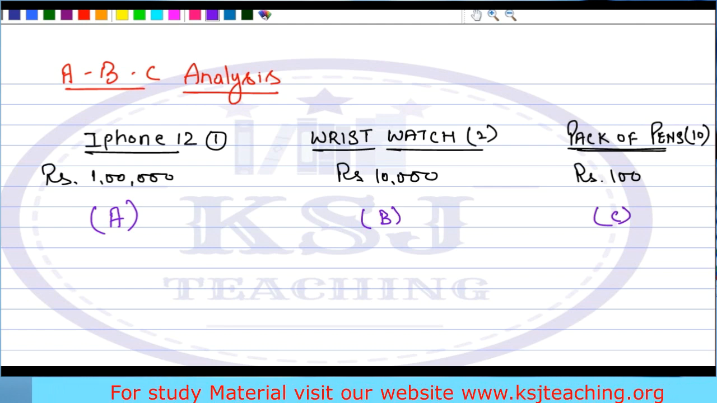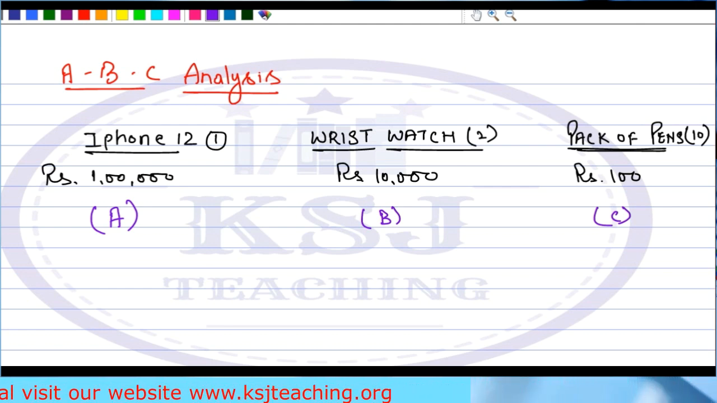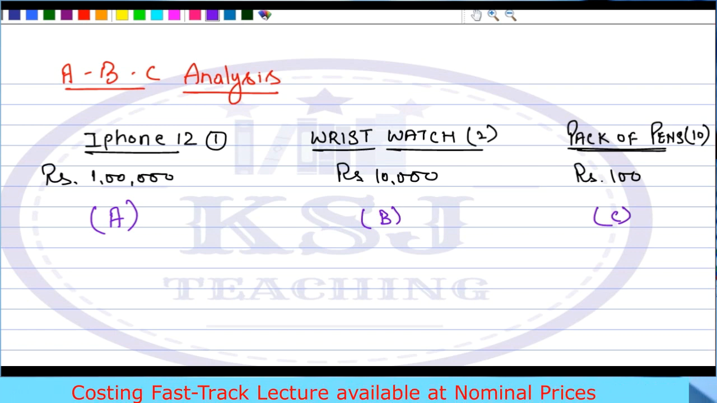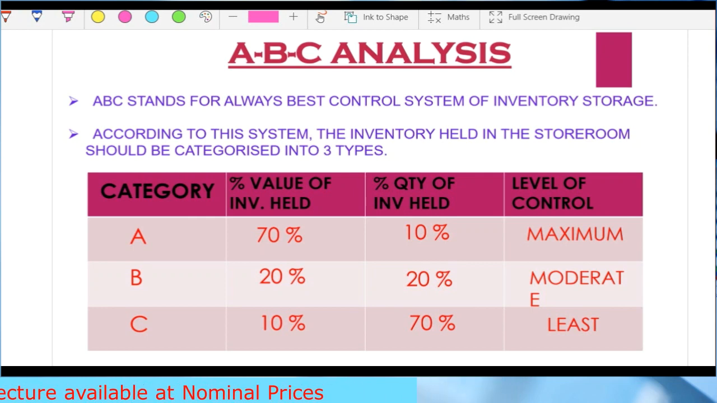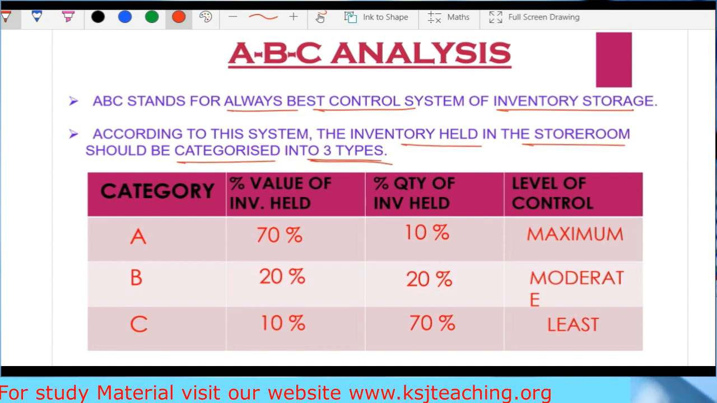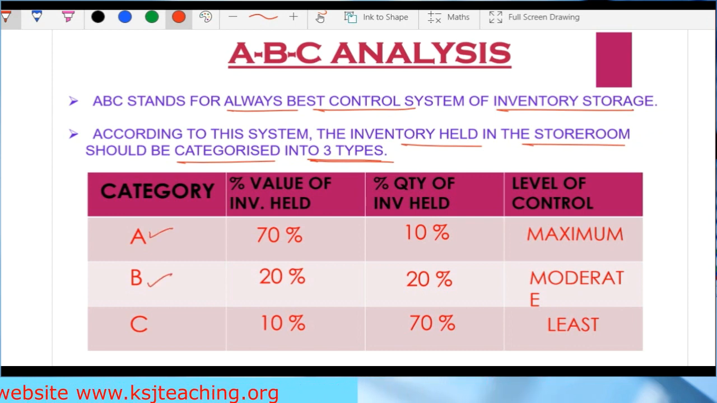Similarly, in the factory store where you keep your raw materials, the items are categorized into three categories, A, B, and C. A category is for those items which hold the maximum value, B for the moderate, and C for the least ones. ABC stands for always best control system of inventory storage. According to this system, the inventory held in the storeroom should be categorized into three types: category A, category B, and category C.